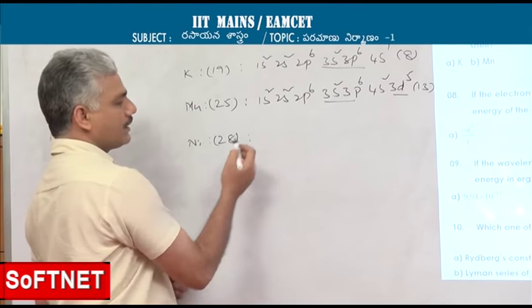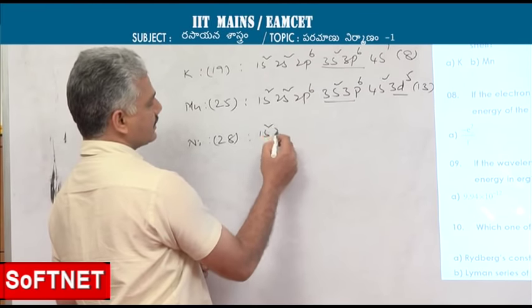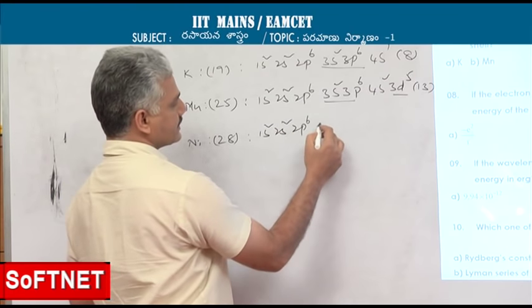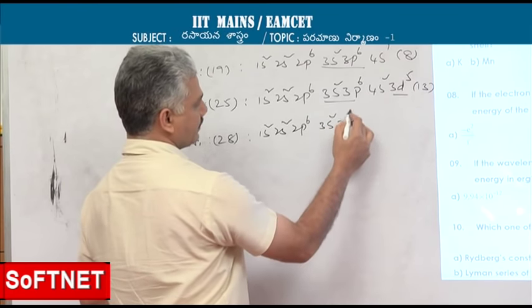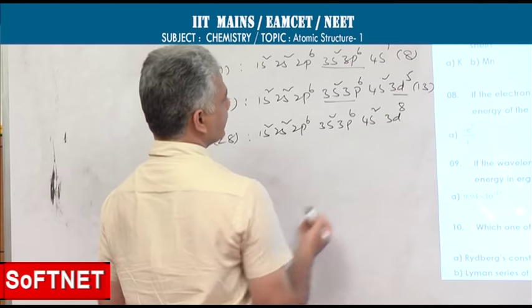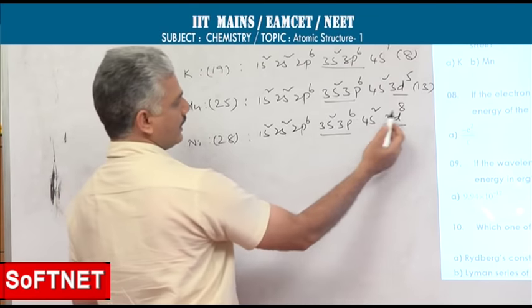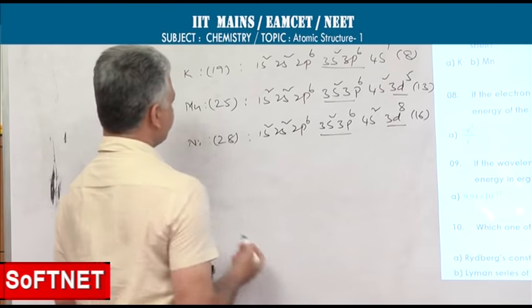For nickel, atomic number is 28. Electronic configuration is 1s2, 2s2, 2p6, 3s2, 3p6, 4s2, 3d8. So, number of electrons present in the third level are 8 plus 8, 16.